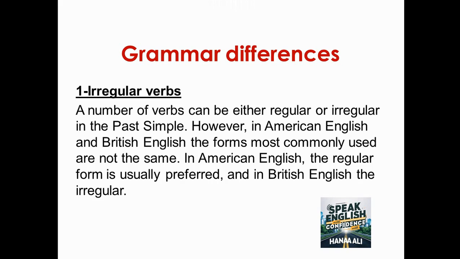Grammar differences. 1. Irregular verbs. A number of verbs can be either regular or irregular in the past simple. However, in American English and British English, the forms most commonly used are not the same. In American English, the regular form is usually preferred, and in British English, the irregular.